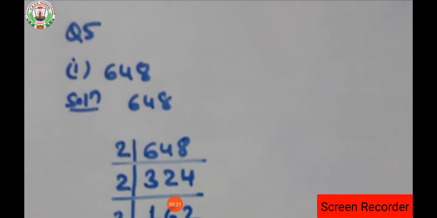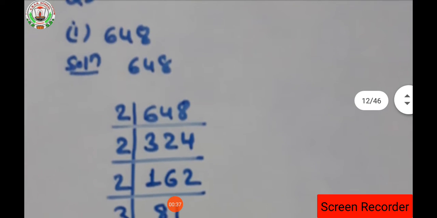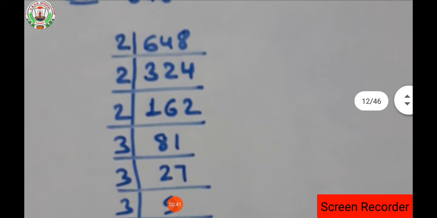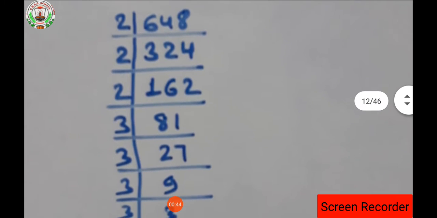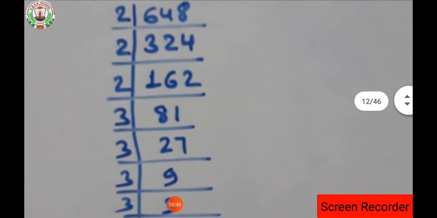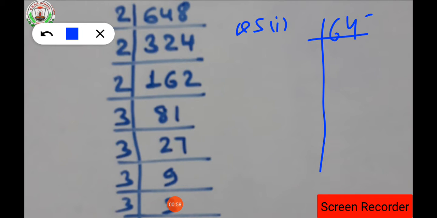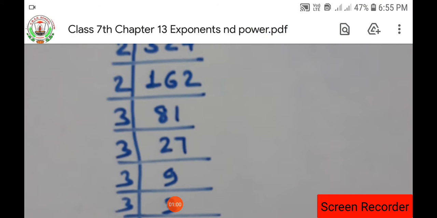In that we had to find the exponential form notation. In the same way we are going to find this also. As I told you how to find it using the LCM method in question number 5, in the same way we are going to find here. So let's see how to find. The number we have for question number 5, first part, is 648.